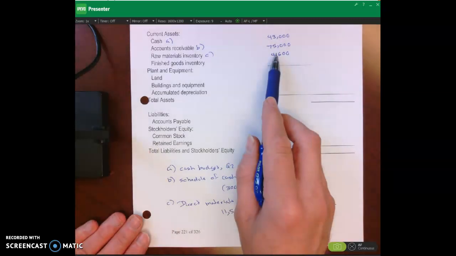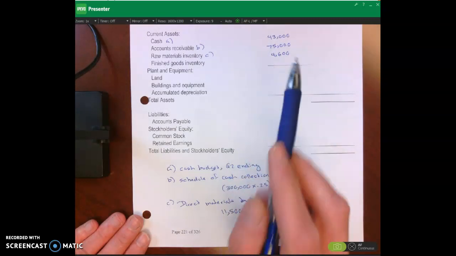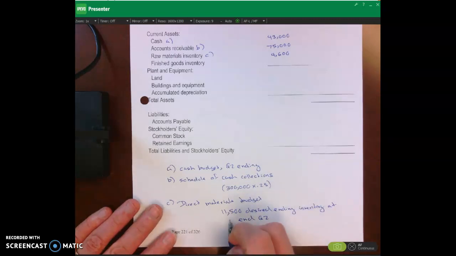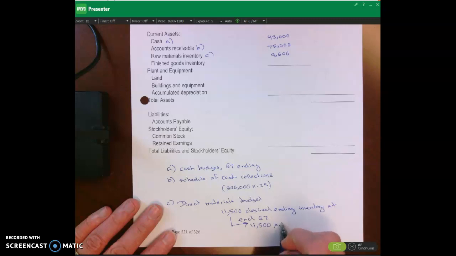Now, that's pounds. We need to show dollars, right? Because this is the balance sheet. We don't show pounds on the balance sheet. We show dollars. So to get to that 4,600, we took 11,500 times our 40 cents per pound, which gives us our $4,600.